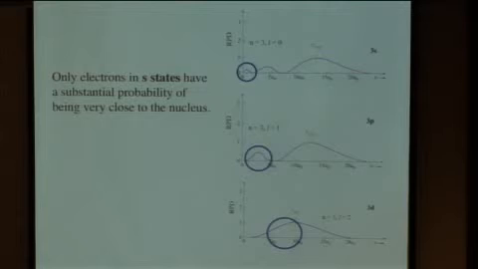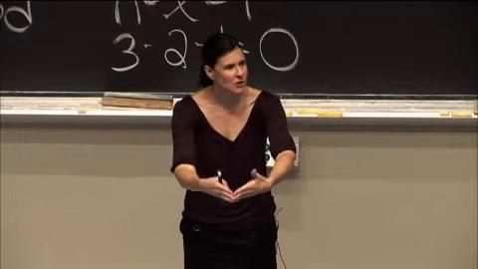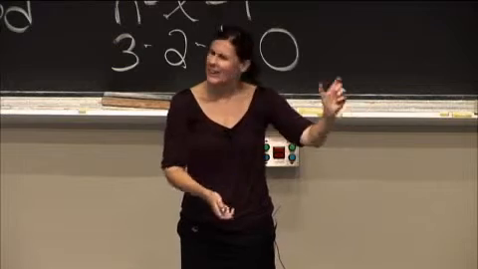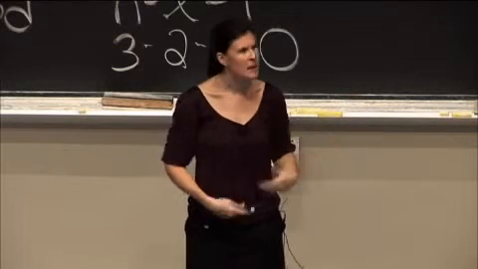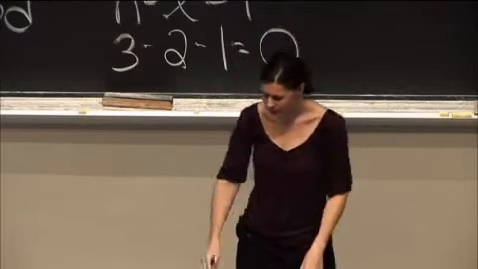So the size for an s orbital is still larger than for a d orbital, but what we say is that an s electron can actually penetrate closer to the nucleus. There's some probability that it can get very, very close to the nucleus, and that probability is actually substantial.